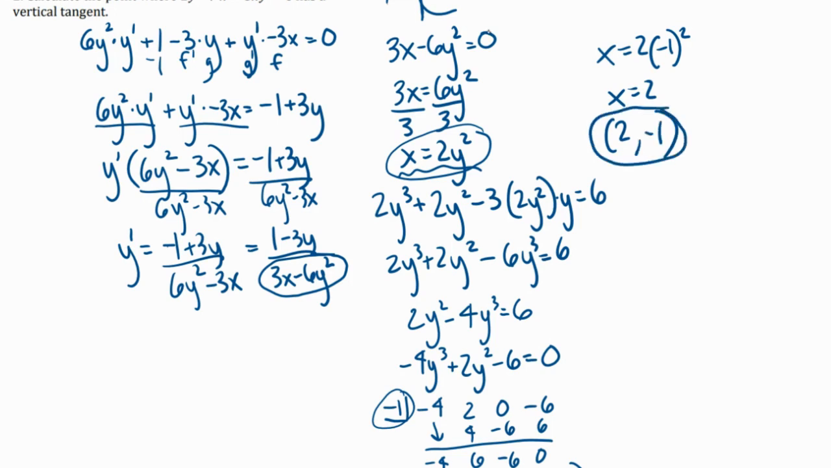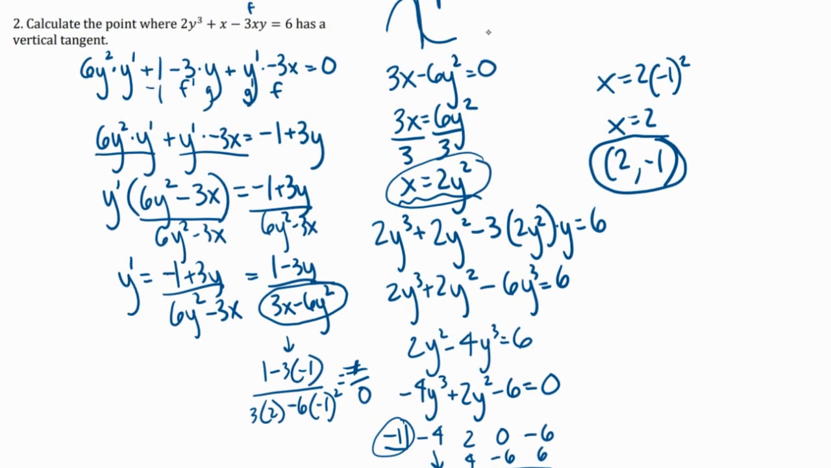So what I'm going to do is I'm going to double check by plugging that into my slope function. If I were to plug it into my slope function, I would get 1 minus 3 times -1 over 3 times 2 minus 6 times -1 squared, which is a number divided by 0. A number divided by 0 is undefined. So at this point, I have an undefined slope, which is a vertical tangent.